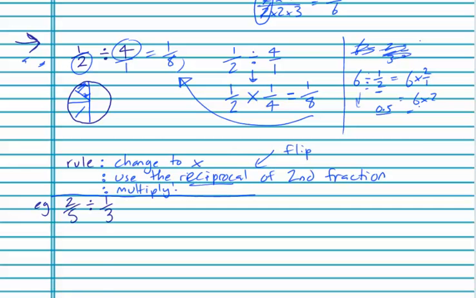We've gone over time, I'm sorry. My example here, 2/5, change it to a times, flip the second fraction, 2 times 3 is 6, 5 times 1 is 5. Oh, we've got an improper fraction again. 6 has one whole lot of 5 and 1/5 the remainder.